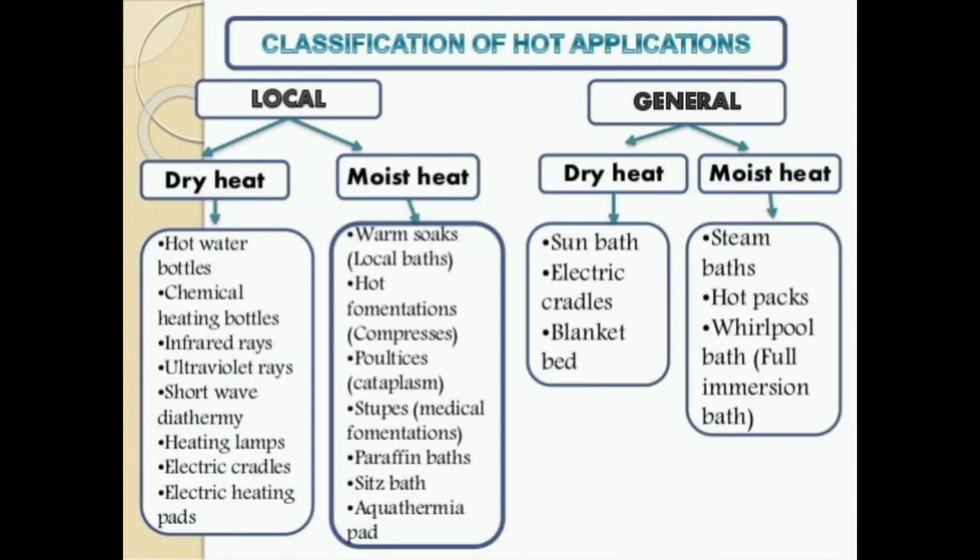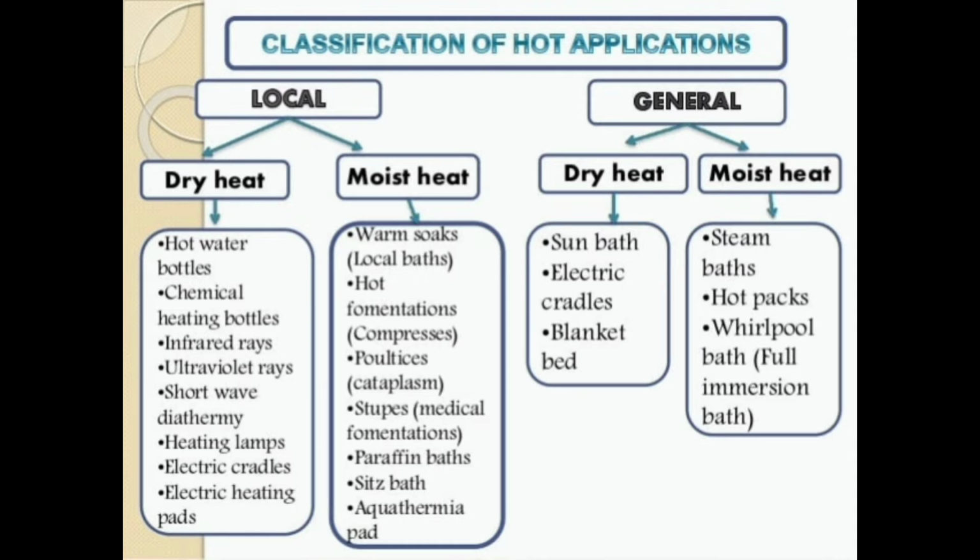Next comes the classification of hot application. It is mainly two types: first is local heat application and second is general heat application. In local heat application, there are mainly two types, dry heat and moist heat. In dry heat, we can see hot water bottles, chemical heating bottles, infrared rays, ultraviolet rays, short wave diathermy, heating lamps, electric cradles, electric heating pads.